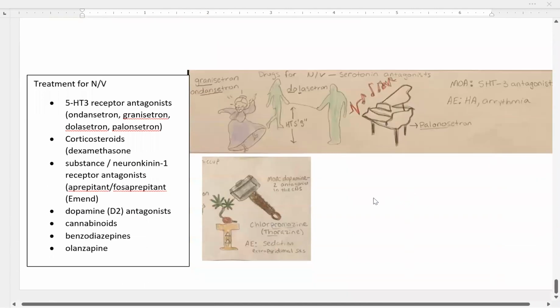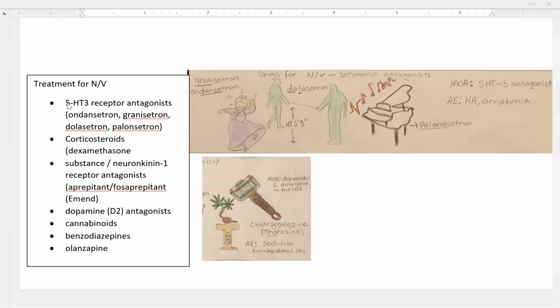And then just in general, treatment for nausea and vomiting. You can use your 5-HT3 serotonin receptor antagonists. So that is ondansetron, granisetron, dolasetron, and palonosetron. So here in this picture, we have a granny who is dancing and she is doing the limbo to a piano song. So the granny is for granisetron.